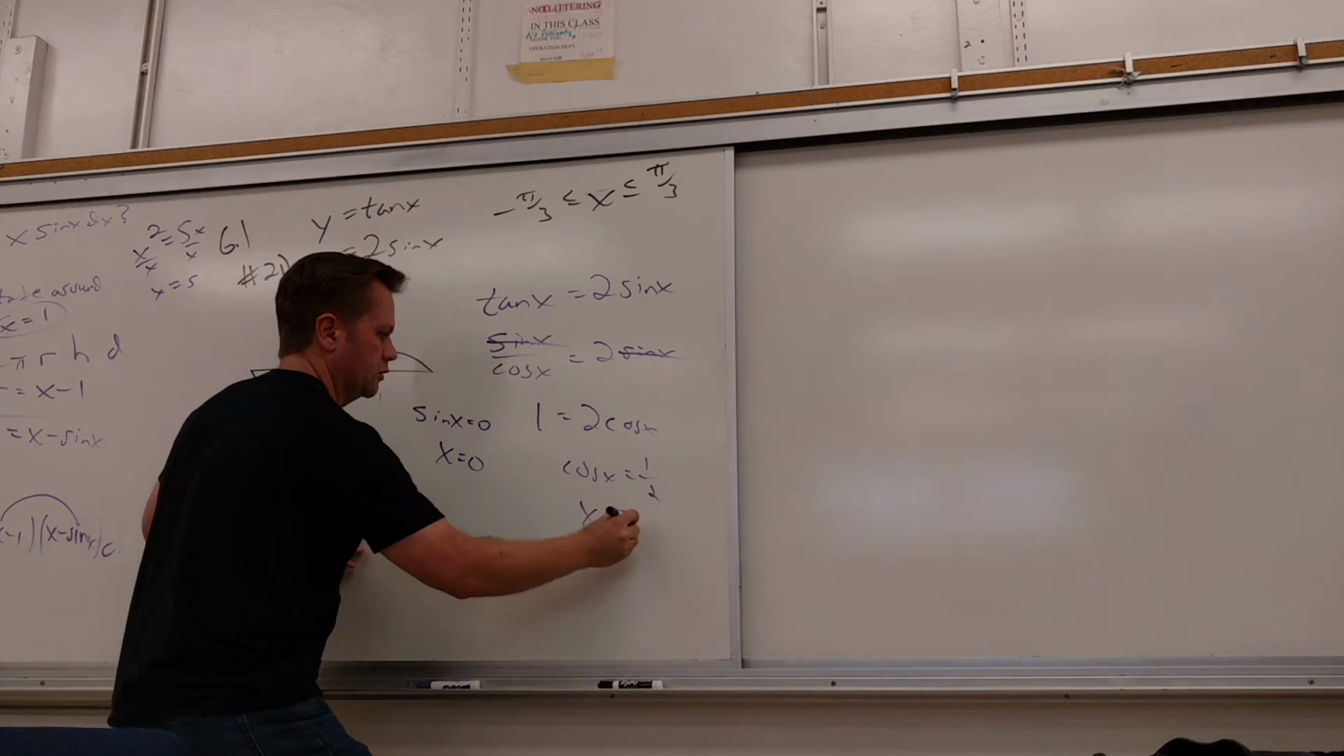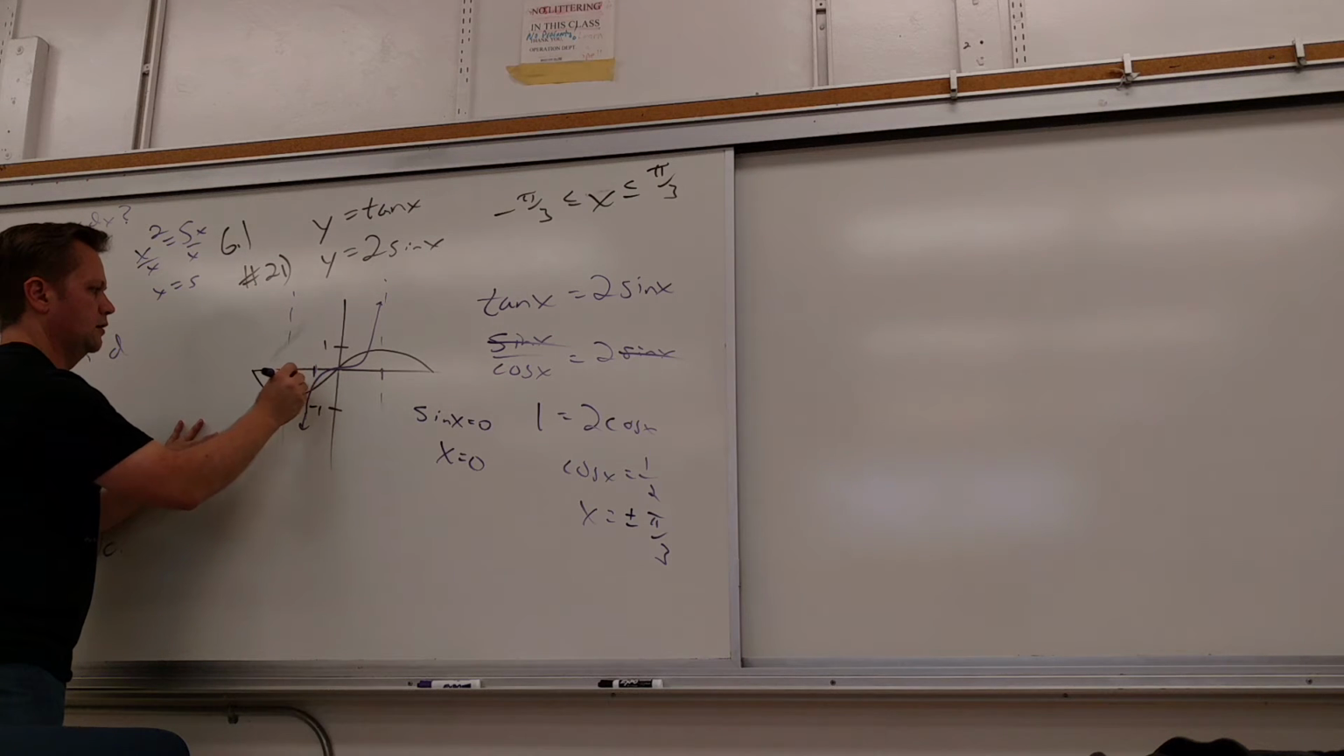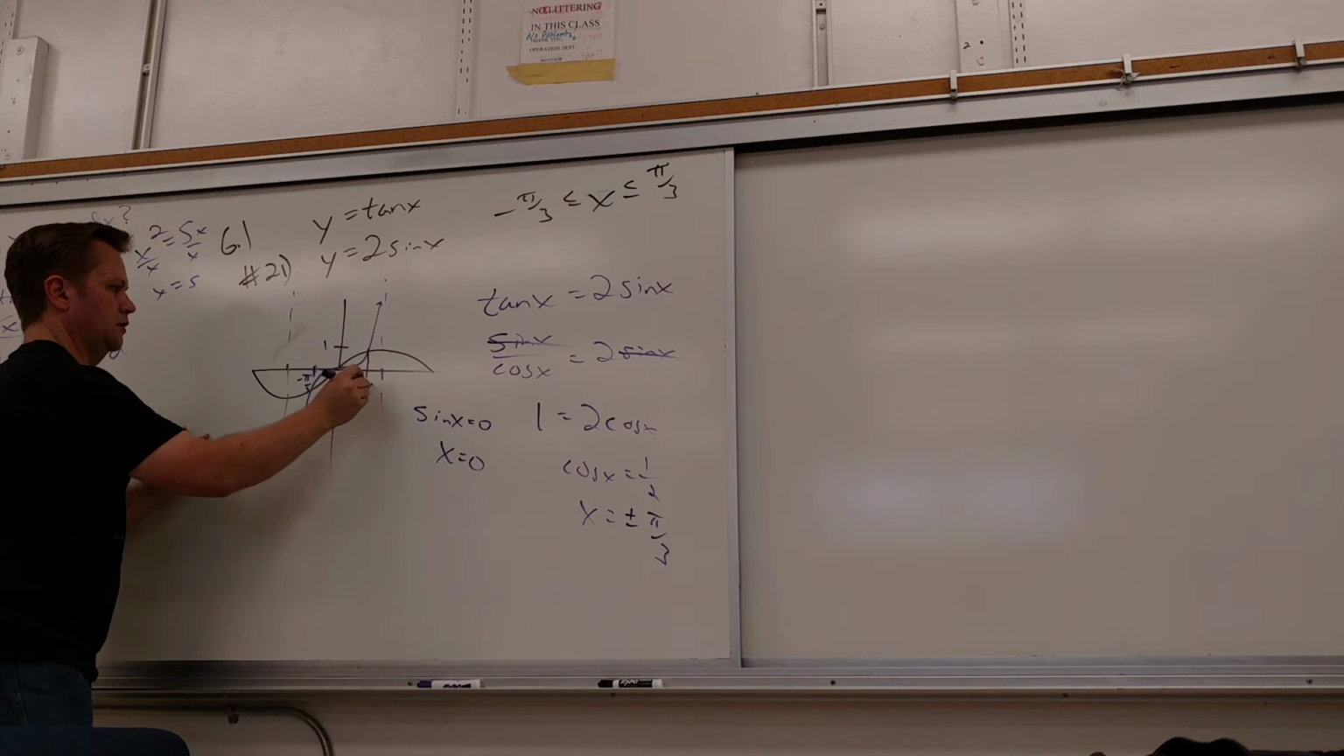So this is plus or minus pi over 3 is what I'm interested in, because that's exactly, so there you go. So this is negative pi over 3. This is pi over 3. Well, that's nice of them.